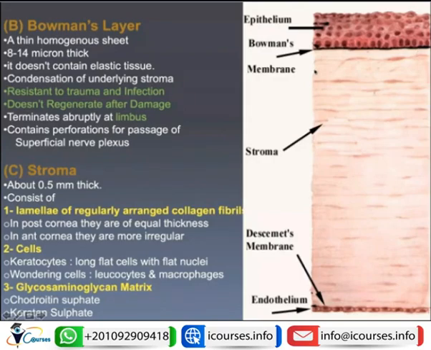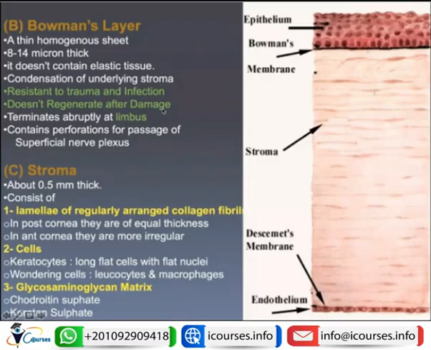The importance of the Bowman's layer is that it is resistant to trauma and infection. It acts as a barrier that prevents trauma and infection from spreading inside the eye. If it is injured, this will lead to rapid spread of infection, and it will lead to scar formation. If you have a corneal injury and you wonder whether it will cause opacity or scar formation, check the Bowman's layer. If the Bowman's is injured, there will be scar formation. The problem with the Bowman's layer is that it does not regenerate after damage.